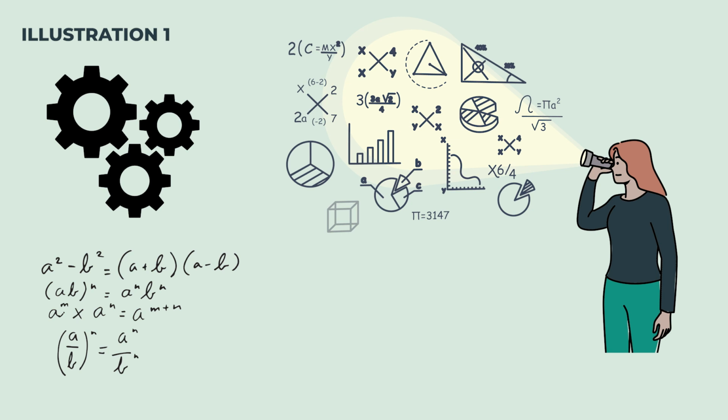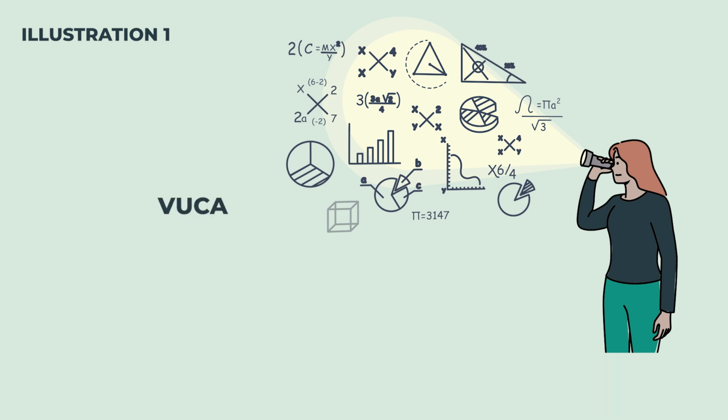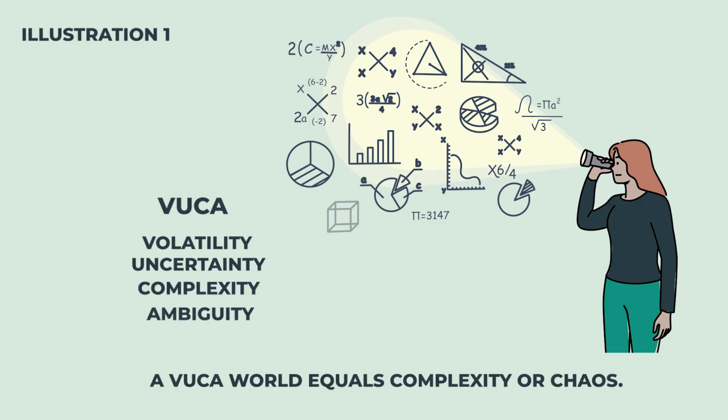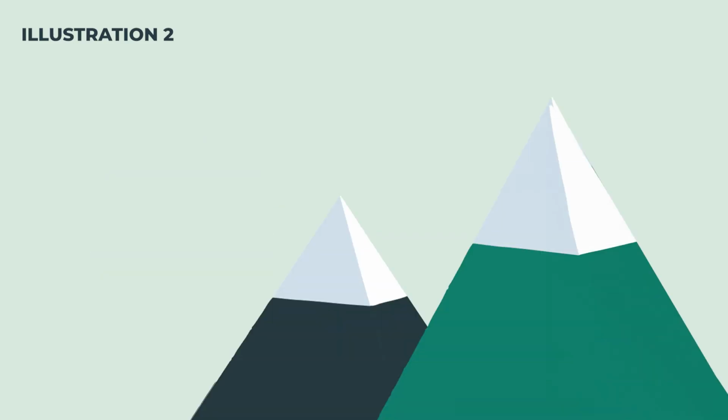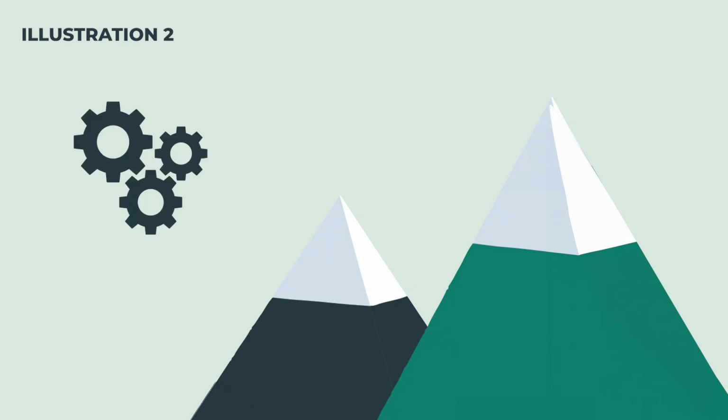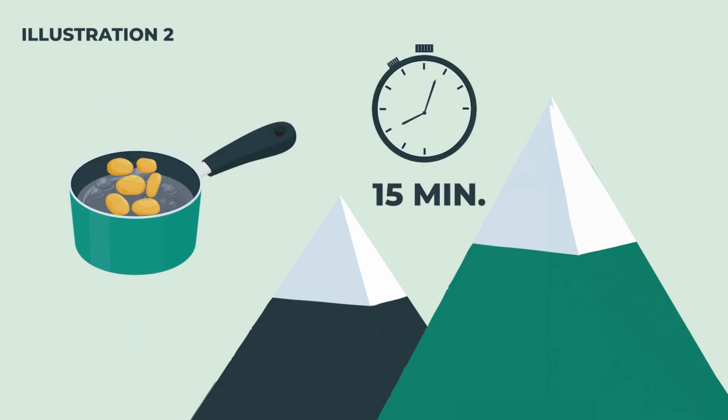Many factors can become uncertain in our world. VUCA: volatility, uncertainty, complexity, ambiguity. A VUCA world equals complexity or chaos. We can also face changing an unknown parameter that turns something simple into something complex. For example, cooking at high altitude. At altitude, there is a change in parameters. Cooking potatoes could go from 15 minutes to 30 minutes, even with boiling water. You see the water boiling, but you need to cook them longer. We are in a complexification.